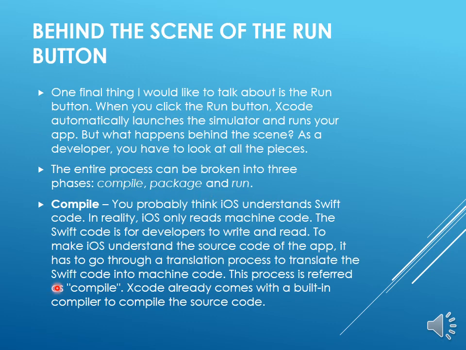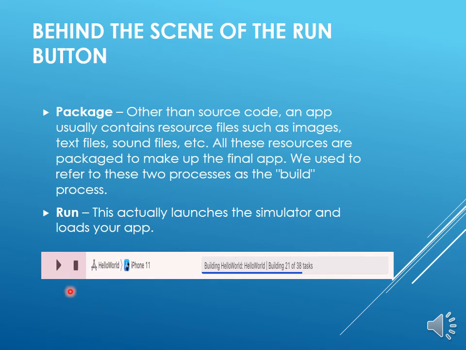Now next is package. So what is package? Other than our source code, our app usually contains different types of resources. For example, if I am creating an app that has different images, or voices, or different sound files or video files, for that purpose we have to gather all these resource files and bind them in a package. We make a package that is our final app. Our final app will have all the resources, compilation and all the things that the app needs to be able to run.